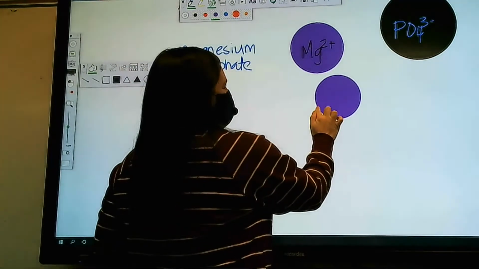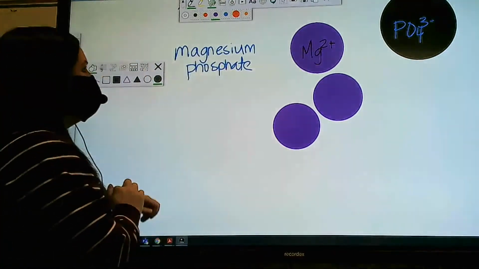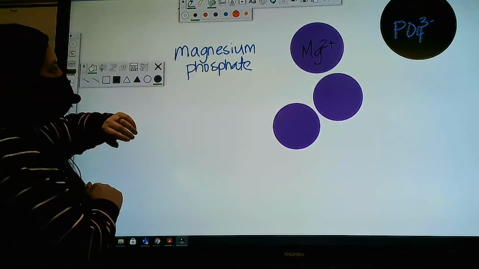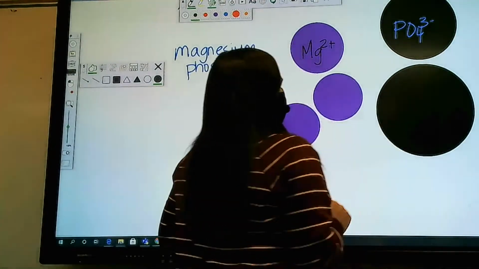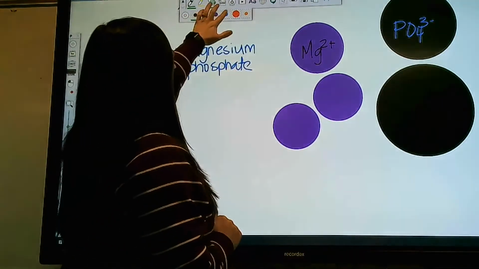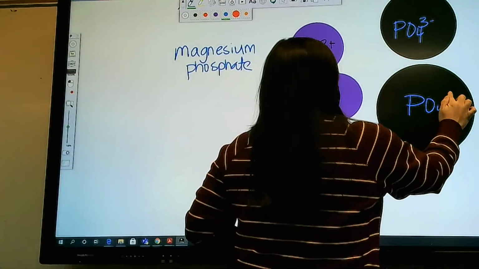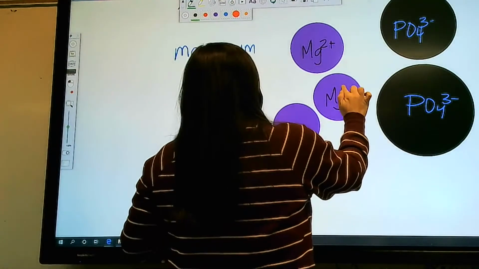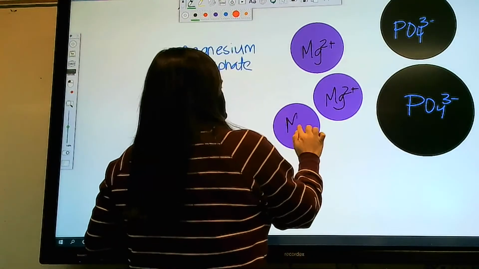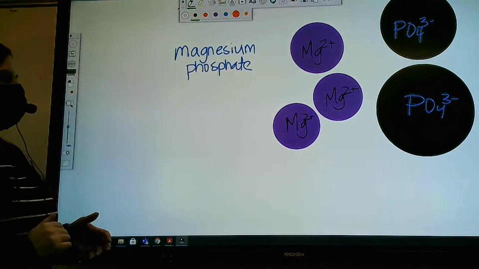So this is not realistically how they form. I'm just drawing them on the screen, okay? So 3 magnesium, and then how many phosphates am I going to need? 2, good. So this is what it's going to look like here. Again, not realistically, but so we get the point. All right, so now I need to draw what I see.